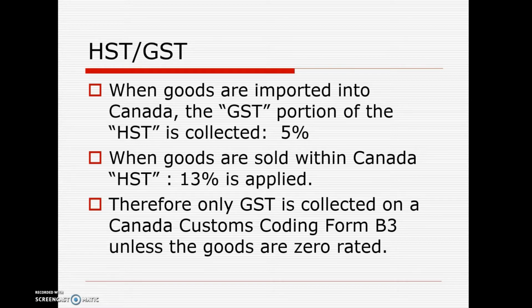So what we're trying to show you here is, even though you and I pay HST 13% when we buy something, when that company imports it, they really only pay 5% because they only have to pay the GST, the federal portion of HST. So HST is comprised of PST and GST. When we import, we don't pay HST, we only pay GST, 5%. So therefore, only GST is collected on a Canada Customs Coding Form B3 unless the goods are zero rated.